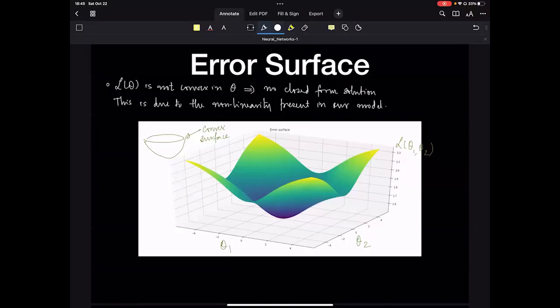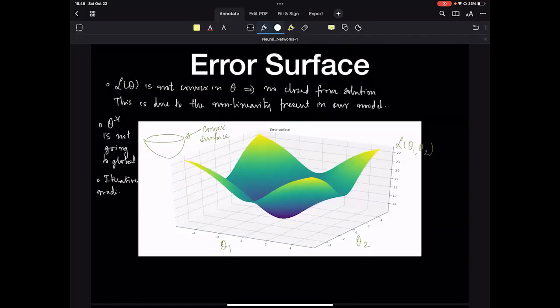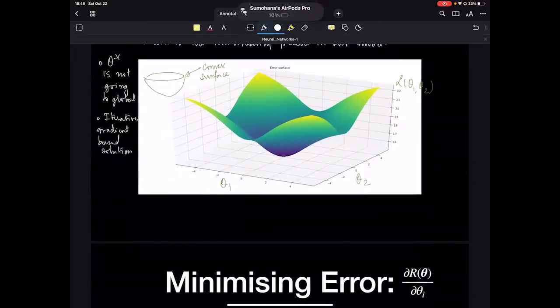That is very costly. So what we then have to resort to is that theta star is not going to be global, meaning that I can potentially not find the global optimum to the problem. I can only find local minima through the minimization process. Yet another consequence of this observation is that I need to take an iterative gradient based solution to finding the theta star. What I mean by this is that I have to update theta iteratively.